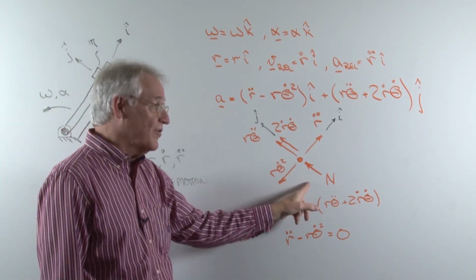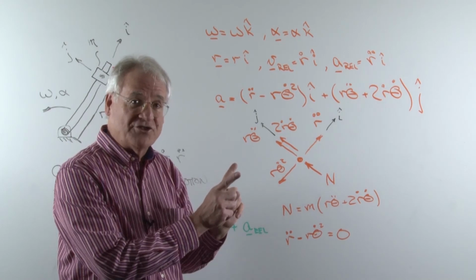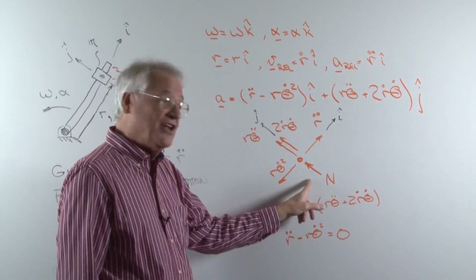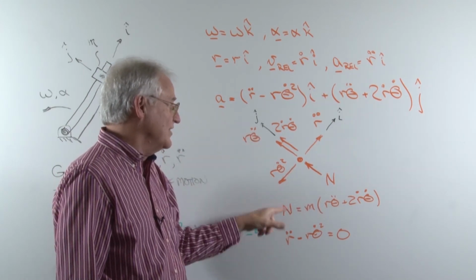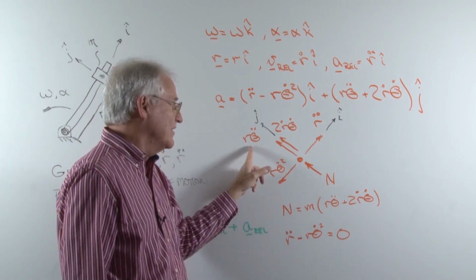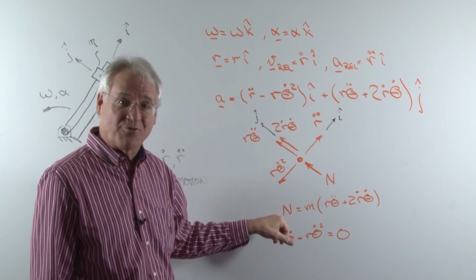The normal force, and now what we do is sum forces in each of the two directions and apply Newton's laws, F equals ma. In the j hat direction, the normal force is in the positive direction, and that's equal to the mass times the acceleration. So this is the answer to the first question.